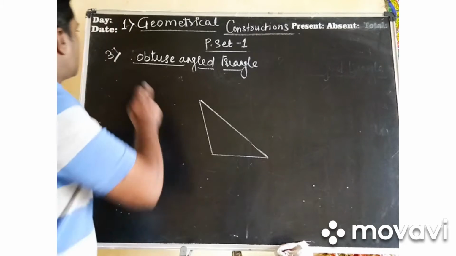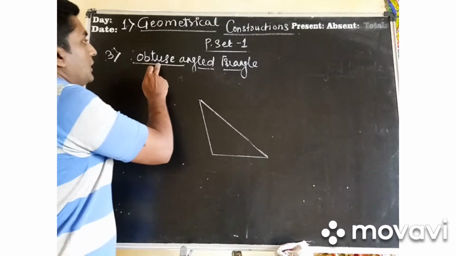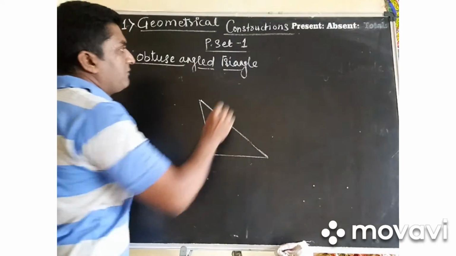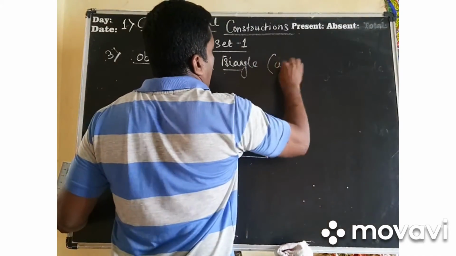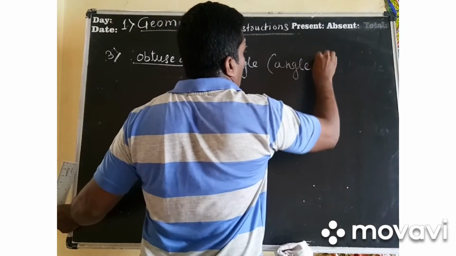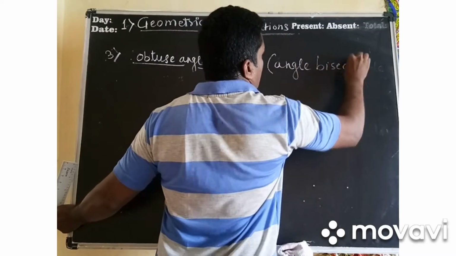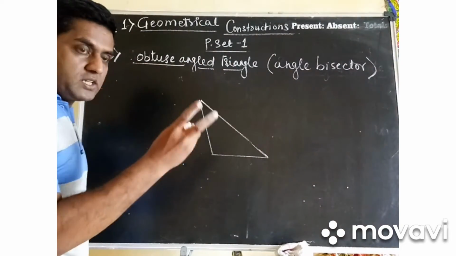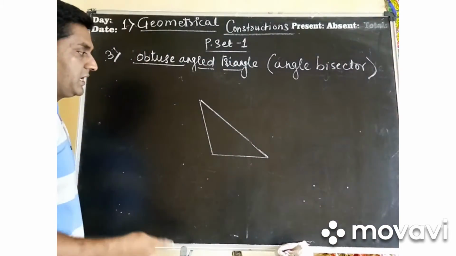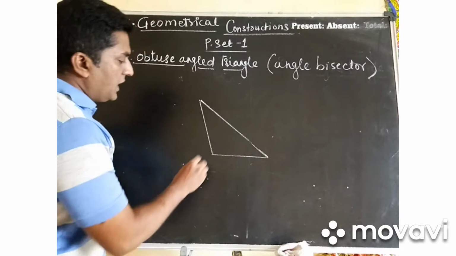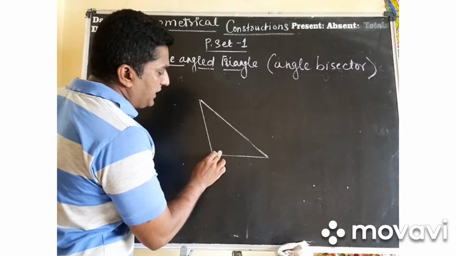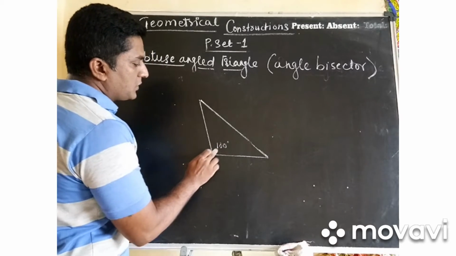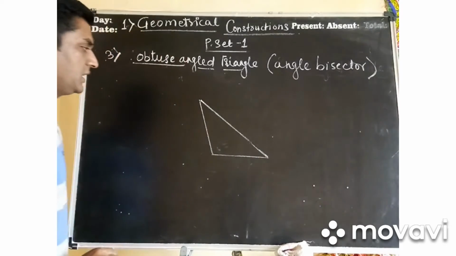So let us start with question number 3, in which an obtuse angle triangle is being drawn and we have to find the angle bisector. We have to make the angle bisector of question number 3 in that obtuse angle. In fact, two are there: first the obtuse angle, then the right angle. So this is my obtuse angle triangle, and if you see, this is more than 90. It can be like 100 degrees. So I have made an obtuse angle triangle.